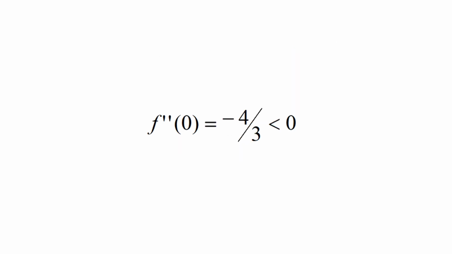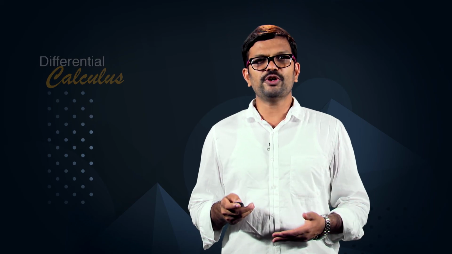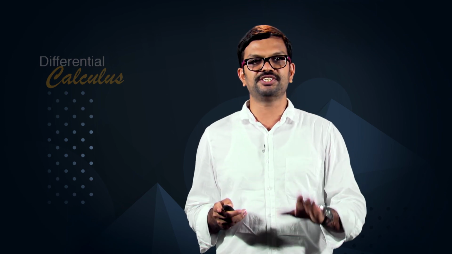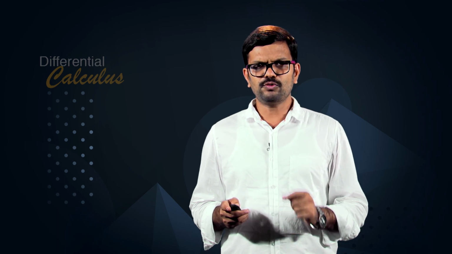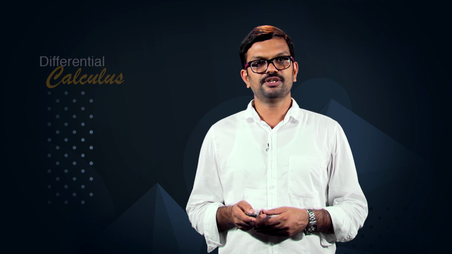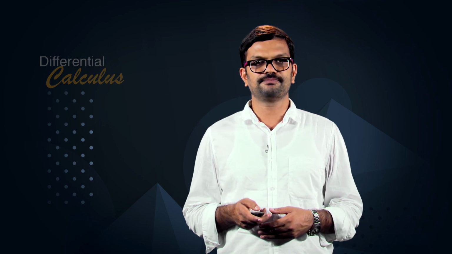Thus, f double dash of 0 is equal to minus 4 by 3, which is less than 0. So, x equal to 0 is a local maximum. We cannot draw any conclusion about the points x equal to plus or minus 1 as f is not even differentiable at these points. However, by analyzing the derivatives near these points, we may draw some conclusions.